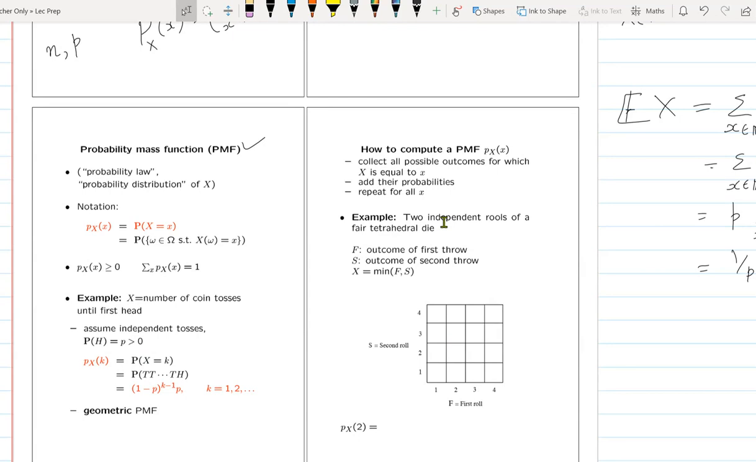You throw one, and let's say both dice are distinguishable, and you are throwing two dice. F is the outcome of the first throw. S is the outcome of the second throw. So both F and S are random variables. Are these random variables?